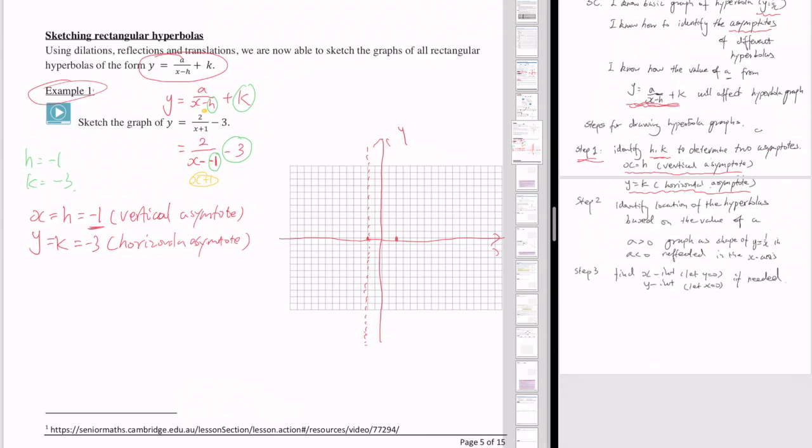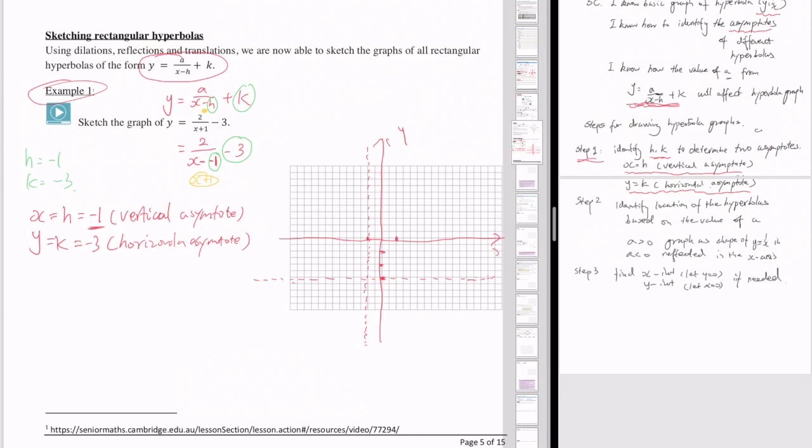This is going to be my horizontal asymptote. So let's find y equal to -3. So this is going to be my horizontal asymptote, y equal to -3.